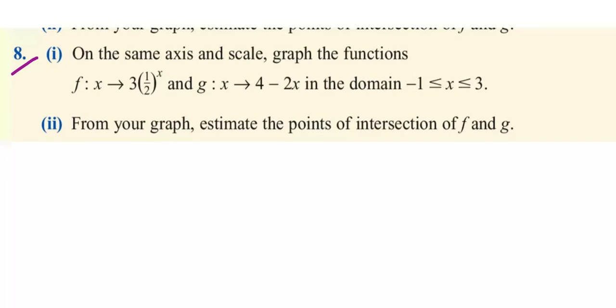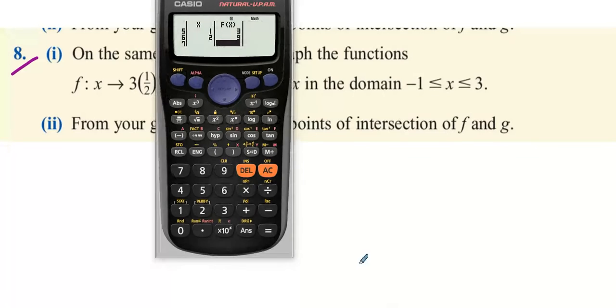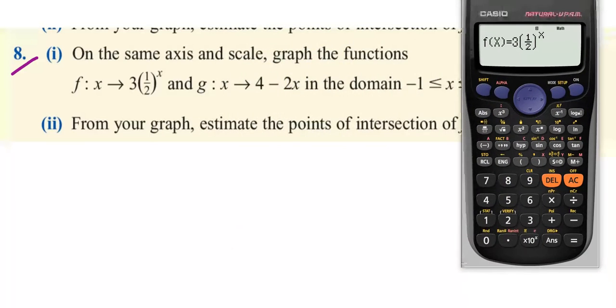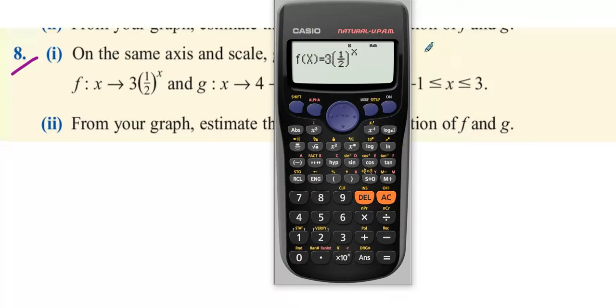So we have question 8. We have to draw both graphs on the same page. So I suppose the first thing we need to do is get all the points. Once again, I'm just going to go to the calculator and enter in 3 to the power of a half x. So put the half there, and put the 3 in front. And then it starts at -1, ends at 3, with a step of 1. So this is 3 to the power of a half x.